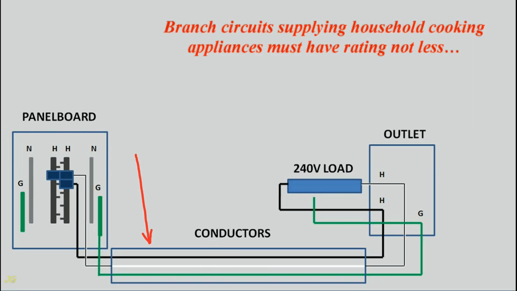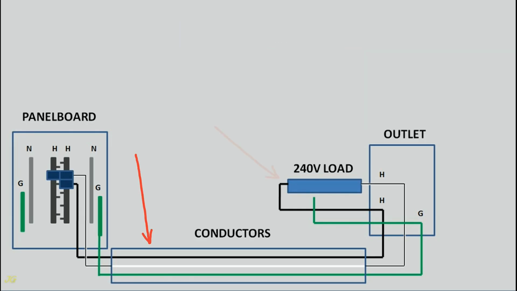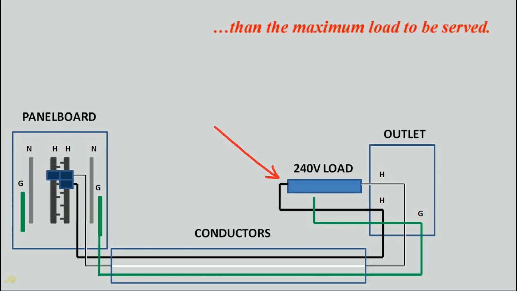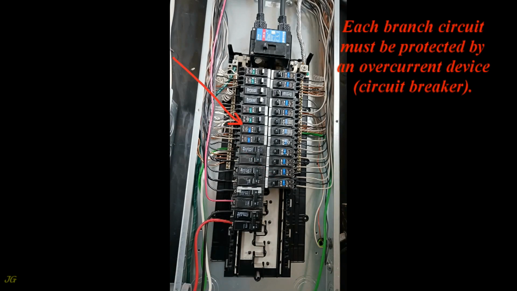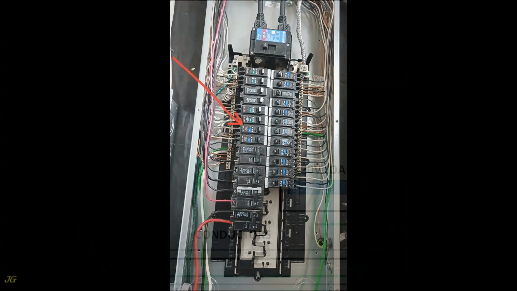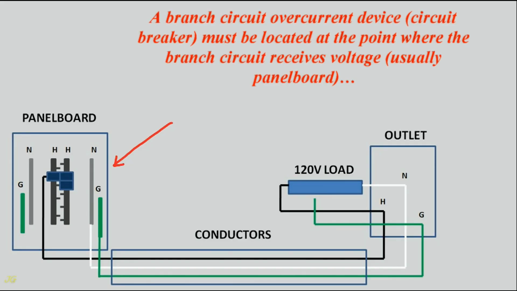Branch circuits supplying household cooking appliances must have a rating not less than the maximum load to be served. Each branch circuit must be protected by an overcurrent device, a circuit breaker. A branch circuit overcurrent device, circuit breaker, must be located at the point where the branch circuit receives voltage, usually the panel board.